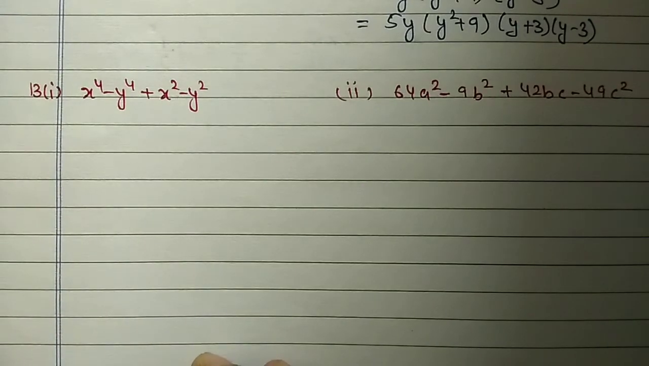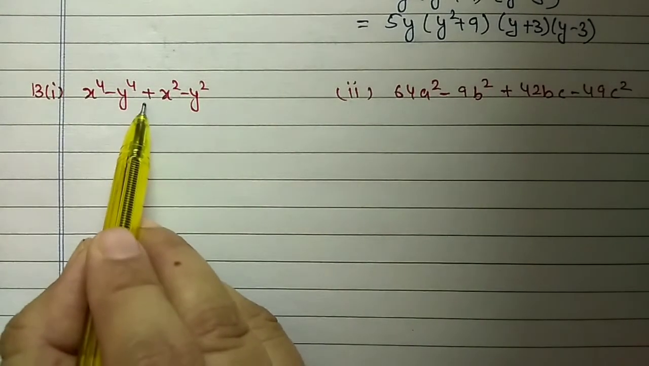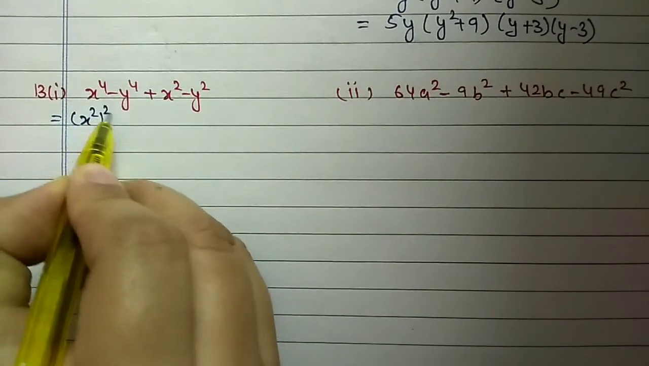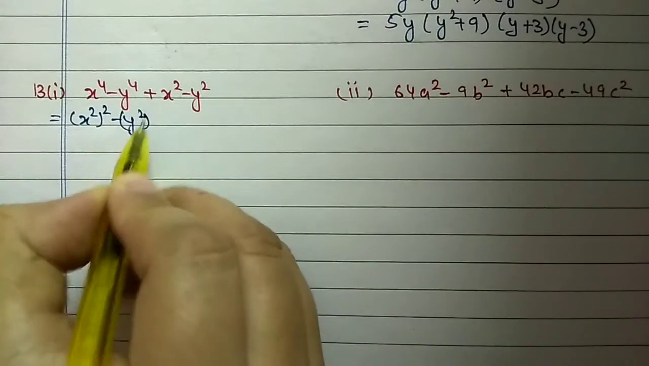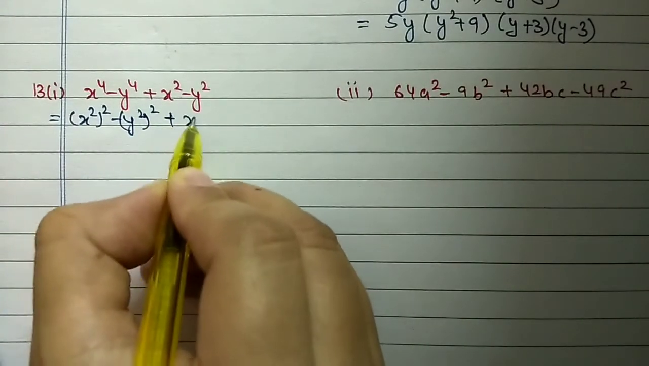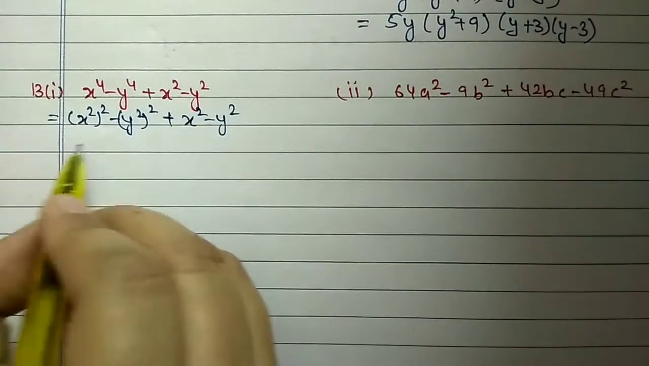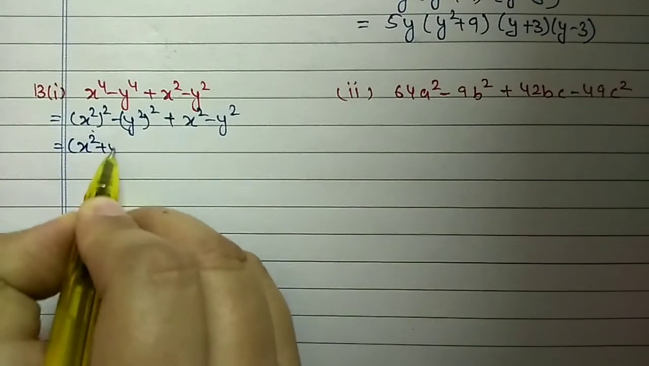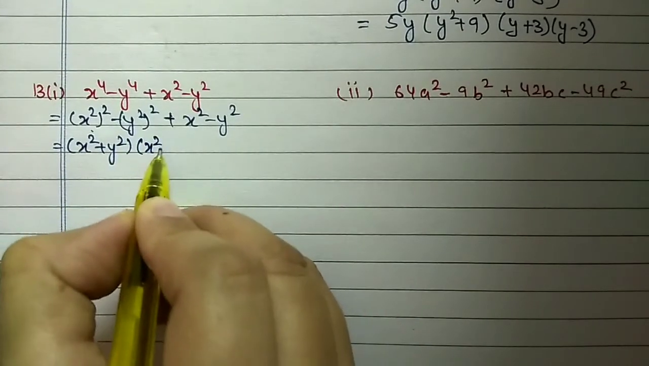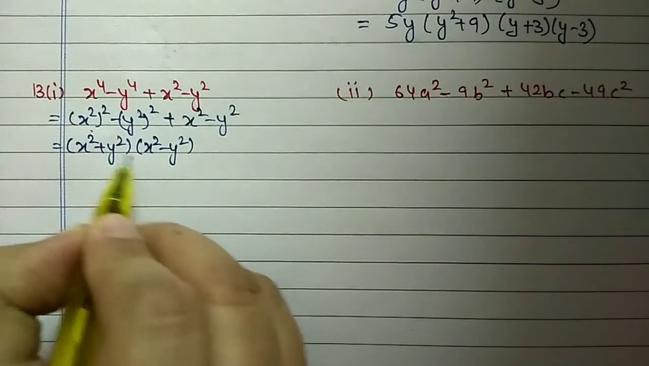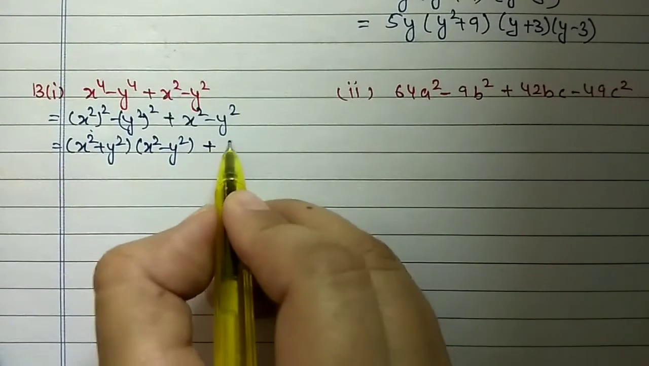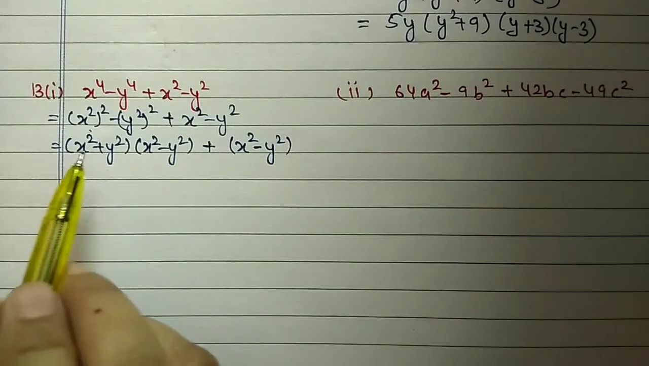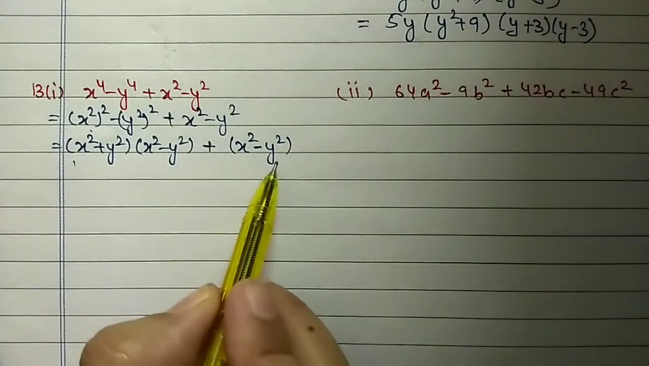Next, question number 13, first part, x to the power 4 minus y to the power 4. So this thing you can write as x square whole square minus y square whole square. And the last two terms first we will keep as it is. Then here you can use the formula. You can write it as x square plus y square, then x square minus y square, a plus b, a minus b. And this thing we are keeping as it is, x square minus y square. Now it has converted into two terms. This is the first term and this is the second term.